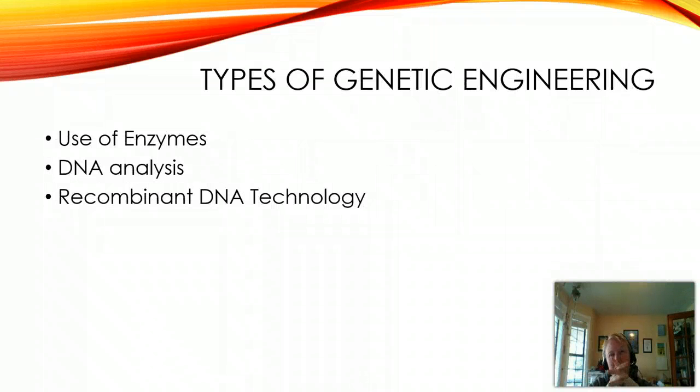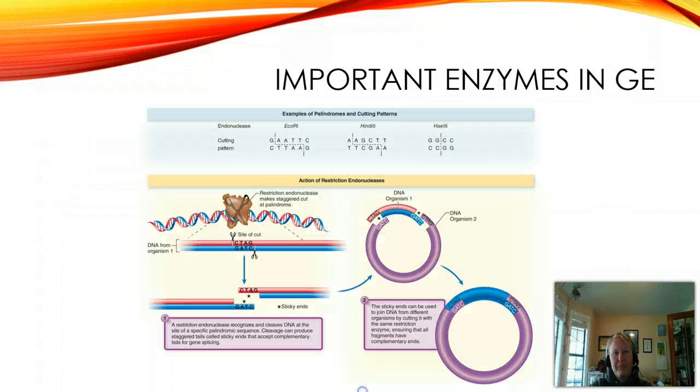While there's a whole range of genetic engineering out there, being that this is an introductory microbiology class, we're only caring about three types of genetic engineering. This is the use of enzymes, the DNA analysis, and recombinant DNA technology. When you take other classes, you'll learn about all sorts of other techniques, but these are just the three cornerstone techniques that we use in micro.